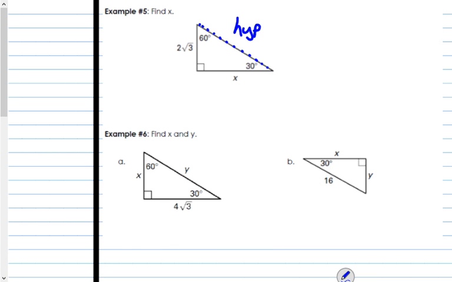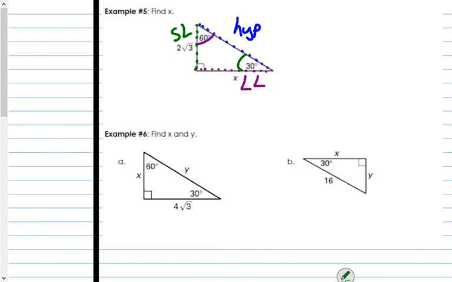Then 60 degrees is this angle. So it means this side is my long leg. It's the side across from 60 degrees. This is my 30-degree angle, so this is my short leg. So what side are we finding? We're finding the long leg. We have an x where the long leg is.